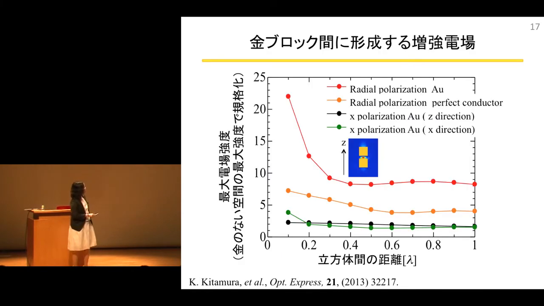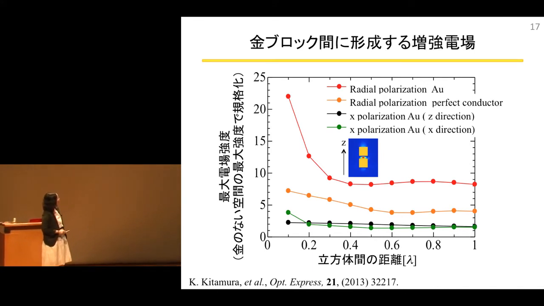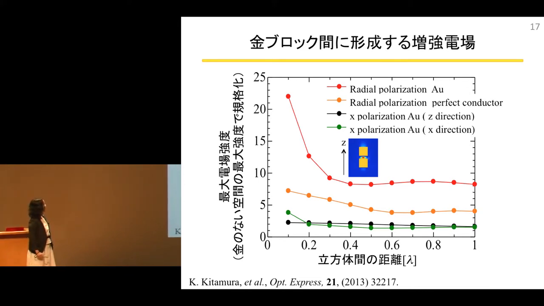By using this property, we lined up more than two metals. And then we found out that we can capture the light between the metals. We could intensify the light by 20 times. And this technology can be applied to many kinds of sensing.